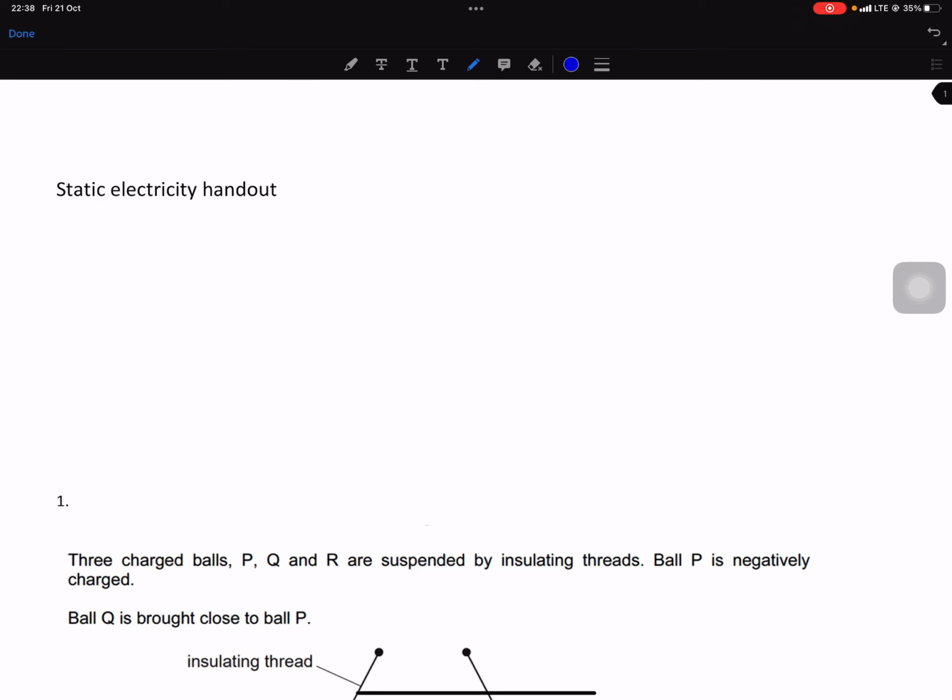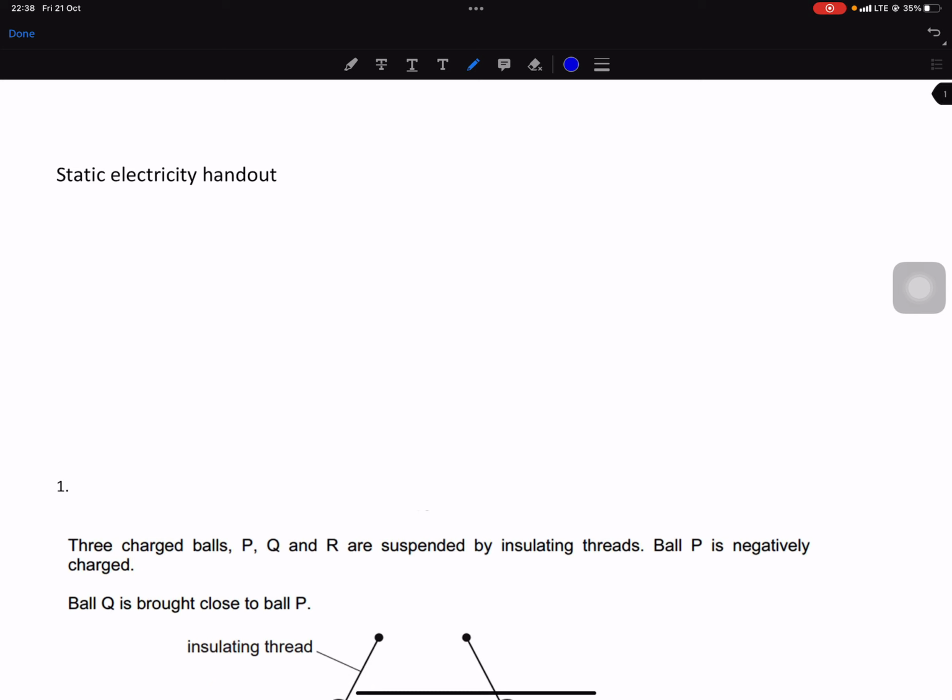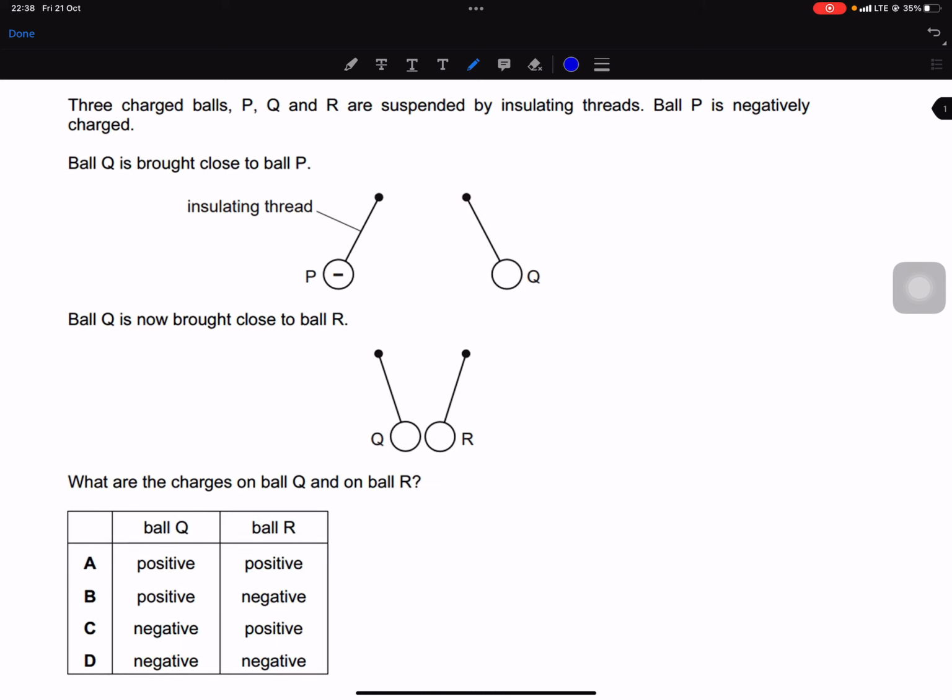Hello everyone. So now we're going to start our solution for the static electricity worksheet, and we're going to start with this first question. It says that P has a negative charge and Q repels P, which means that Q itself is going to have a negative charge. Now if Q has a negative charge and it attracts R, it means that R has a positive charge. So Q is negative, R is positive. Your answer is C.